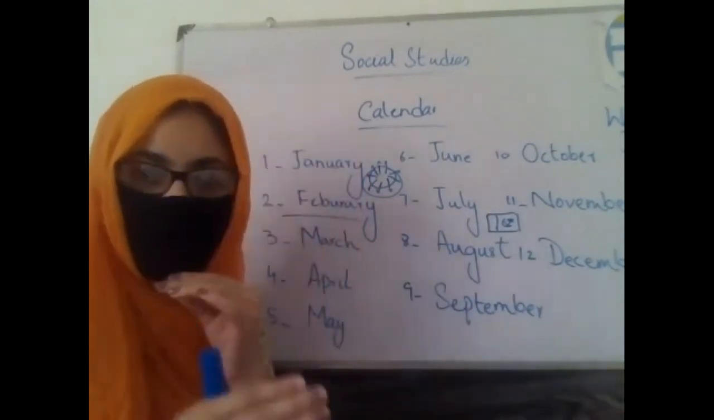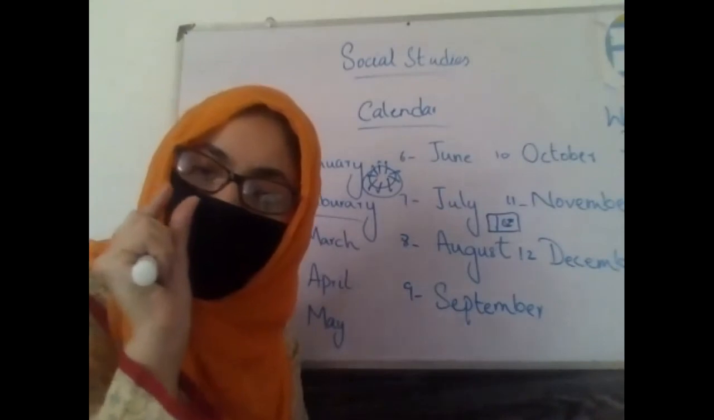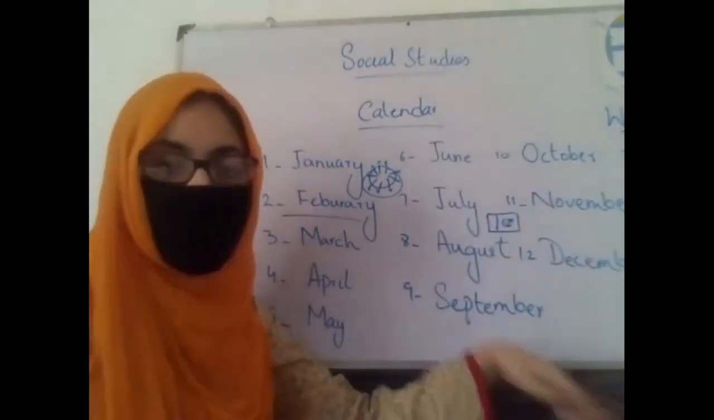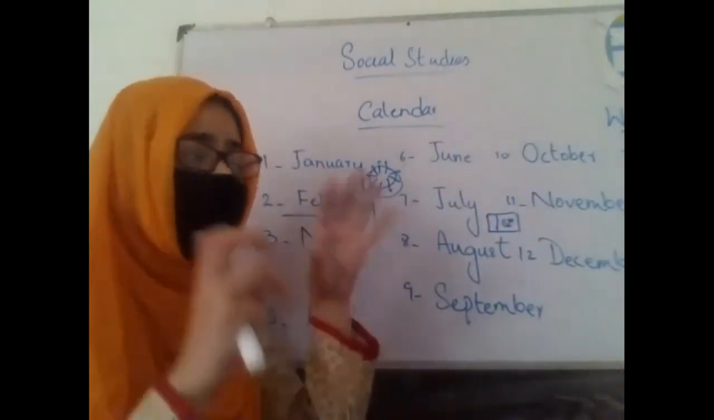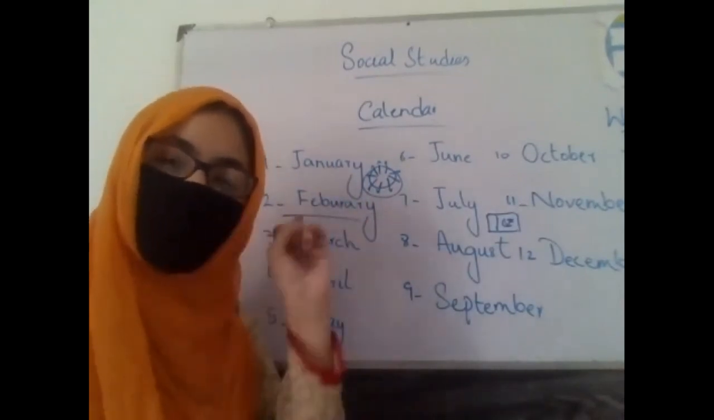So just write the names in your notebooks, and this is your home assignment, that you are supposed to make some small stickers for all of the important national days, and which month they belong to, right? So you will be putting some small stickers on that.